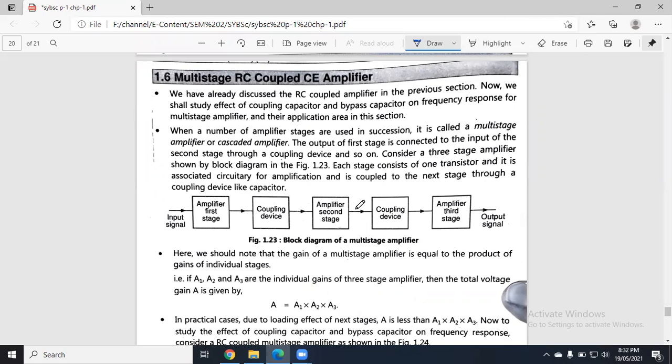Now, we have already discussed the RC coupled amplifier in the previous section. We have seen RC coupled, RE coupled, and other types of coupling of capacitors. Now, we shall study the effect of coupling capacitor and bypass capacitor on the frequency response. We have also seen the effect of coupling capacitor and the effect of bypass capacitor on the frequency response. Now, we have to talk about the multi-stage RC amplifier.